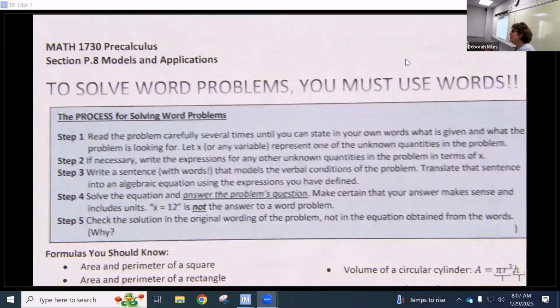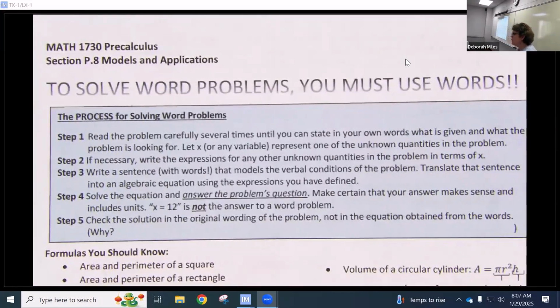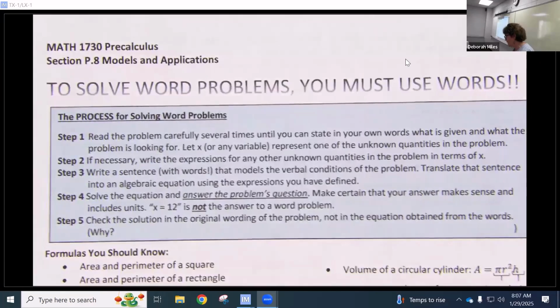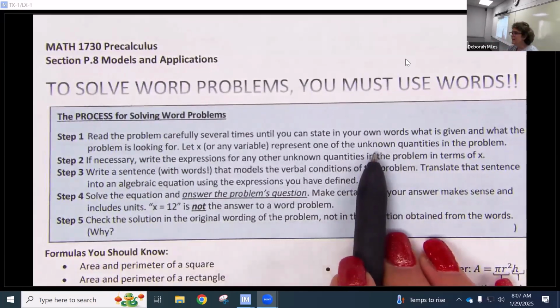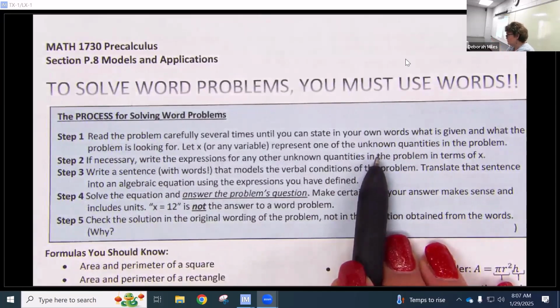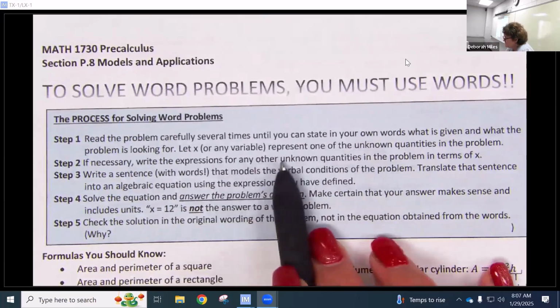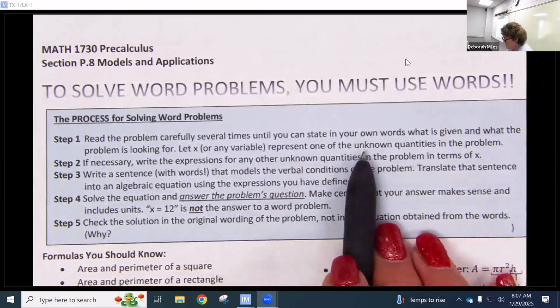You read some, and math students don't like to pause. They like to keep going as if they would die if they stopped. Just take a pause after you read the problem and ask, what's this problem about? What do I know? What am I looking for? Let X be one of the things that you don't know. It's usually the thing you're looking for, but not always. Sometimes you have to find one quantity before you can actually find the thing you're looking for. But let X be one of the unknown quantities.